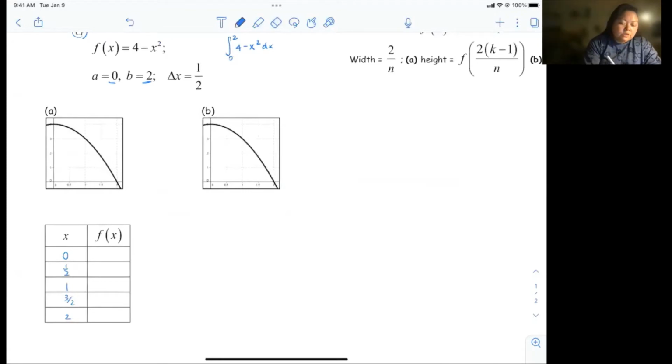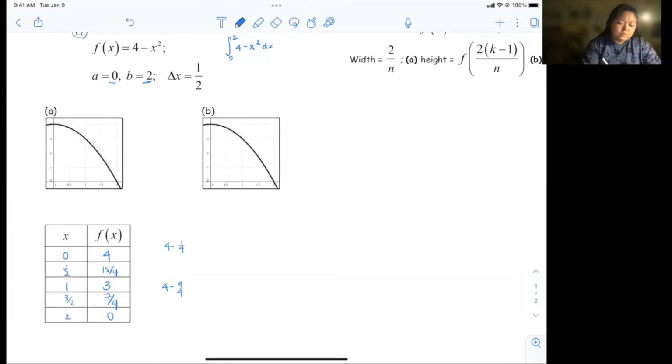So 4 minus 0 squared is going to be 4. 4 minus 1/2 squared is 1/4. So 4 minus 1/4 is 15/4. 4 minus 1 squared is 3. 4 minus 3/2 squared, that's 9/4. So that gives me 7/4. Checking here, 4 minus 4 is 0.